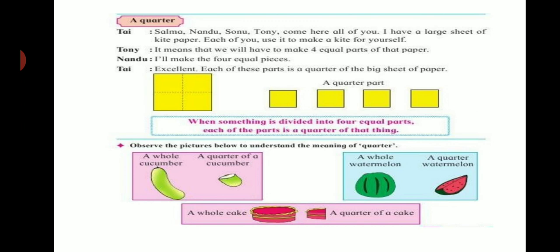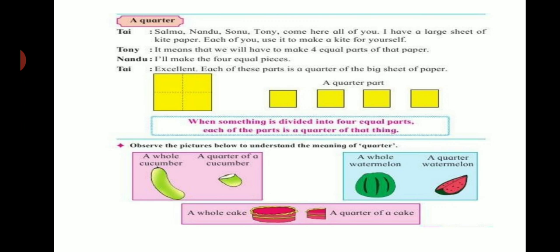So one sheet of paper is folded and divided into 4 equal parts. So it will be a quarter part. When something is divided into 4 equal parts, each of the parts is a quarter of that thing.